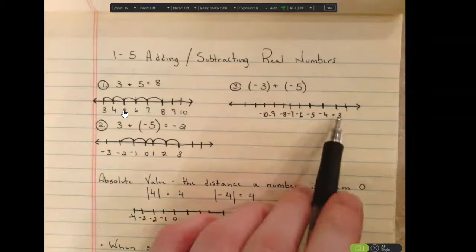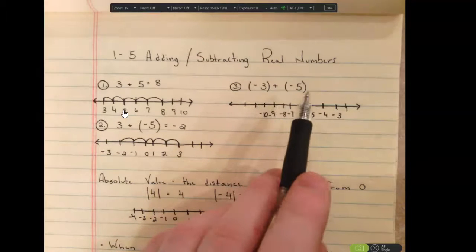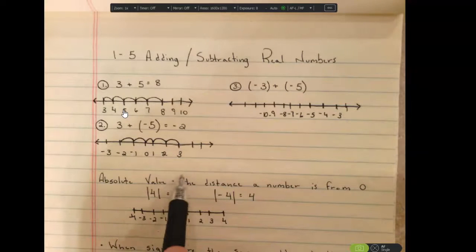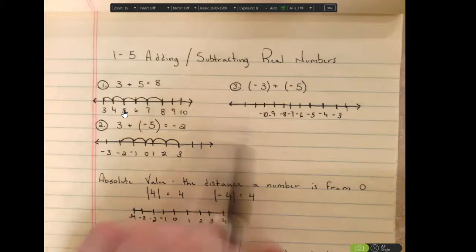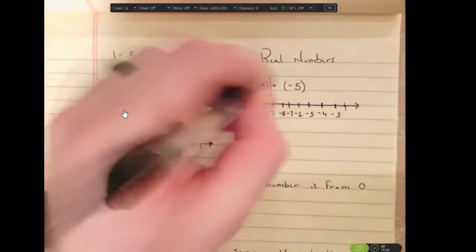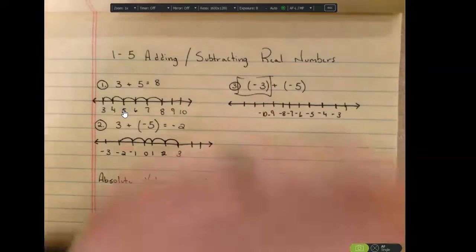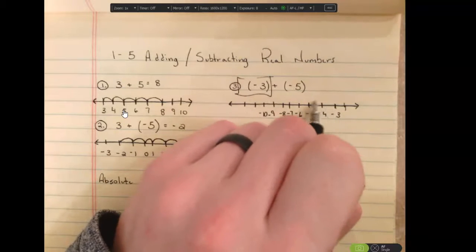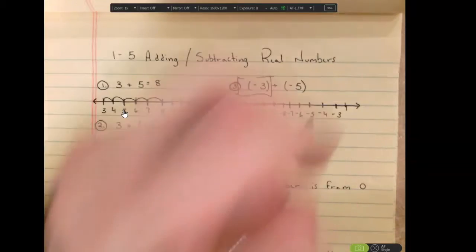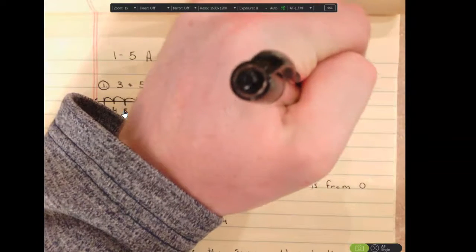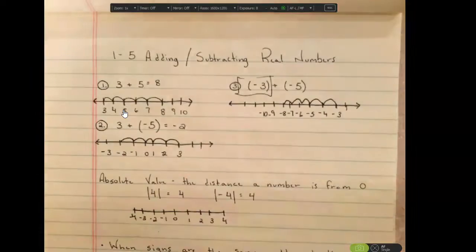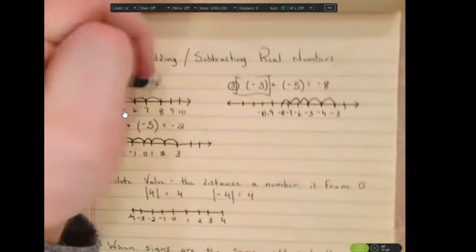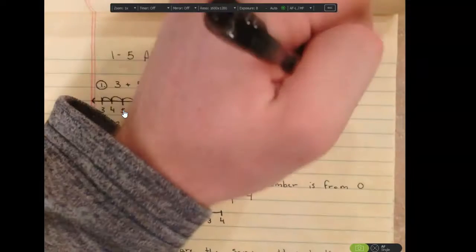This time I'm going to start at negative 3, and I'm adding that negative 5 again. Because I'm adding a negative, we're still going to the left, very much like we just did on number 2. The only difference between number 2 and 3, guys, is the starting position. Instead of starting at 3, I'm now starting at negative 3. So by adding negative 5, I go 1, 2, 3, 4, 5. So we can show that negative 3 plus negative 5 is equal to negative 8. And there you have it. So there are the answers to the first 3 problems.